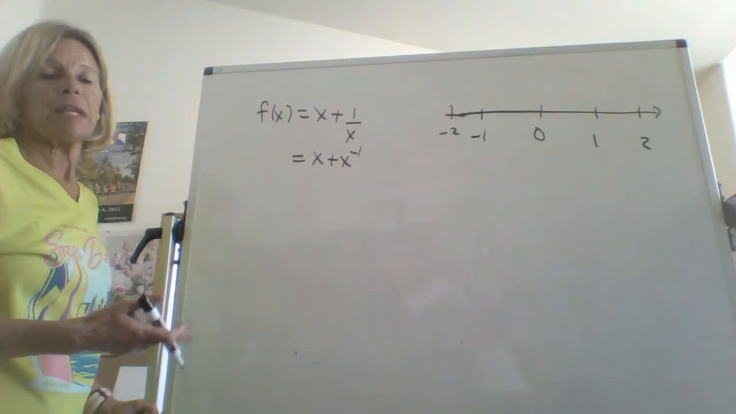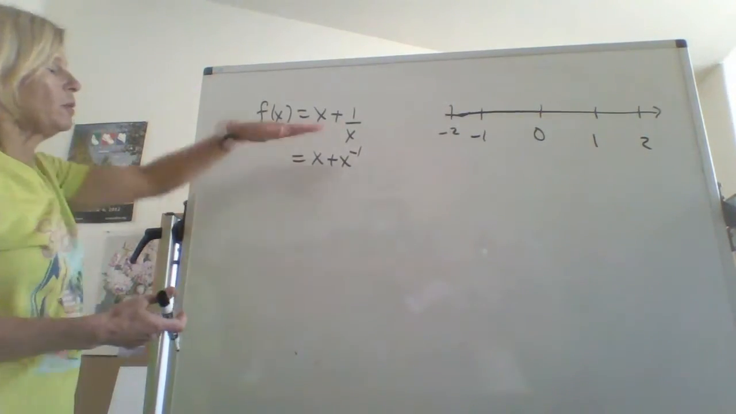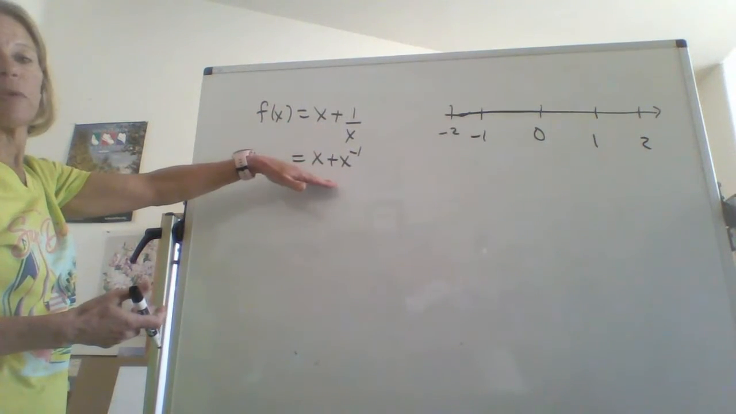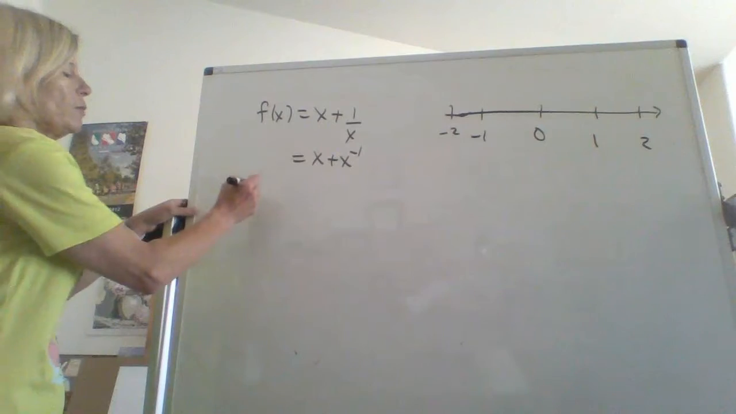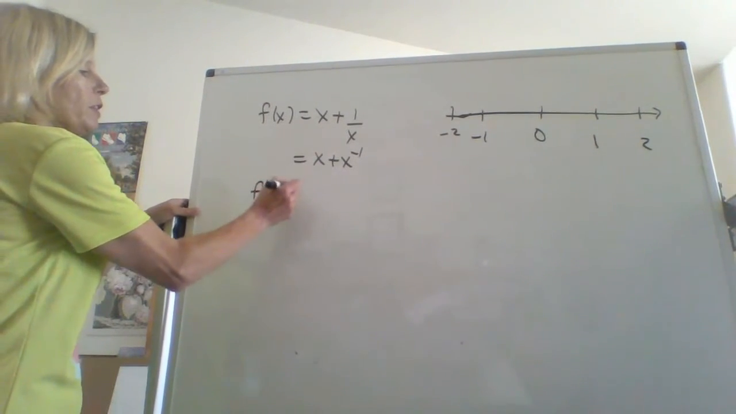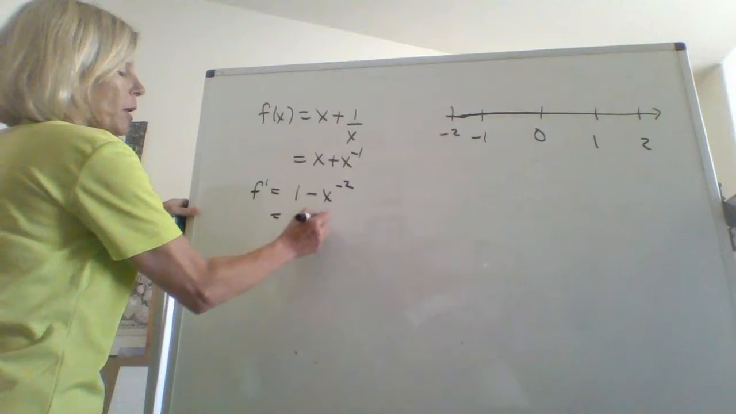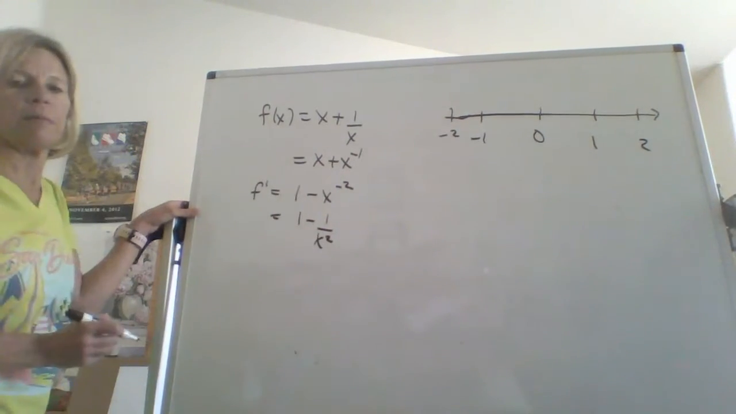I'm going to look at one last algebraic example. My function is x plus 1 over x, which I'm going to rewrite as x plus x to the negative 1. The derivative is 1 minus x to the negative 2, or 1 minus 1 over x squared.